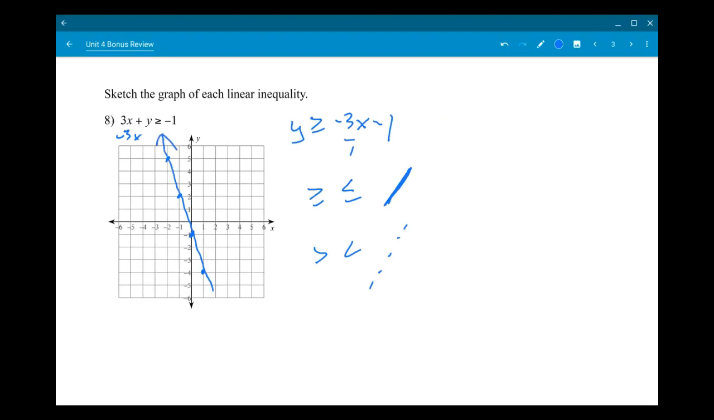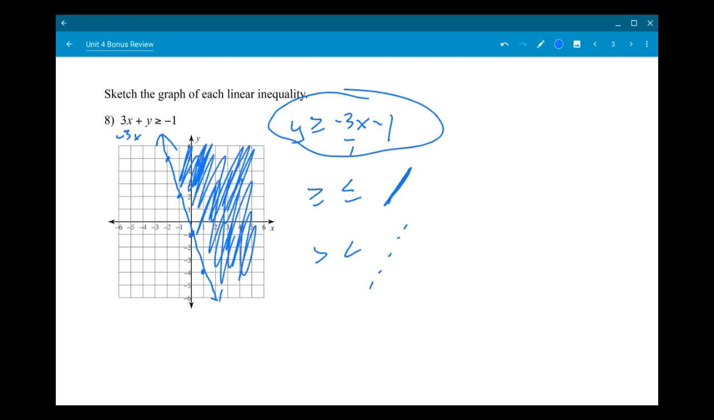Then after that, you're just deciding on what side to shade. When your equation is in slope-intercept form, you can shortcut it. Greater than or equal to is above the line, and less than or equal to is below the line. So that's greater than or equal to, so I can shade above the line. And your answer is that shaded region.